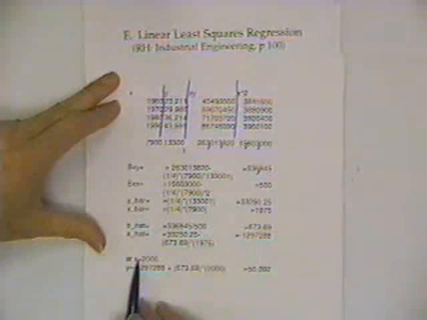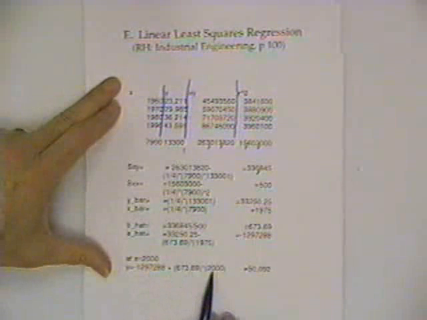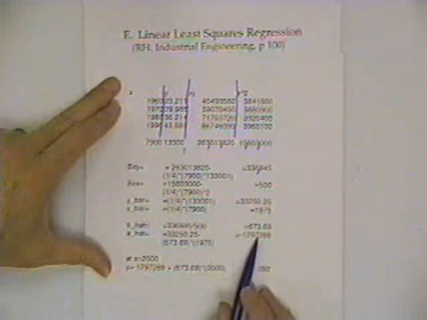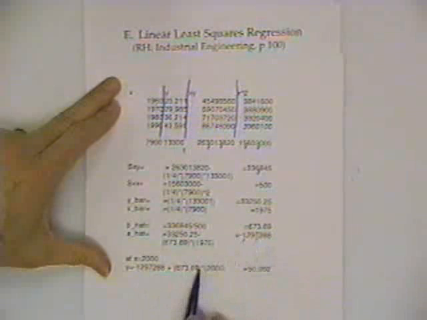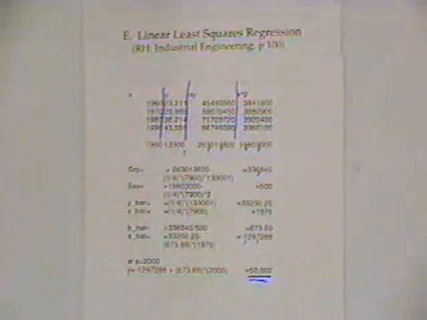We can then evaluate the population at a time of 2,000 years. So Y hat is equal to A hat plus B hat times X. In this case, Y hat is minus 1,297,000 plus the slope 673 times the value of X, 2,000, and we end up with the answer, in this case, around 50,000 as the estimate for the population.